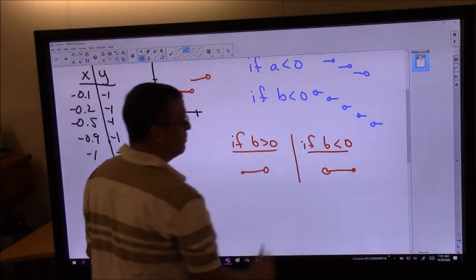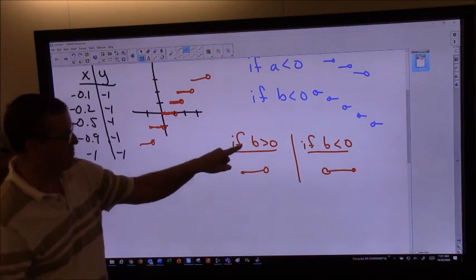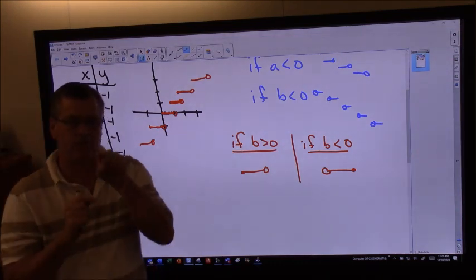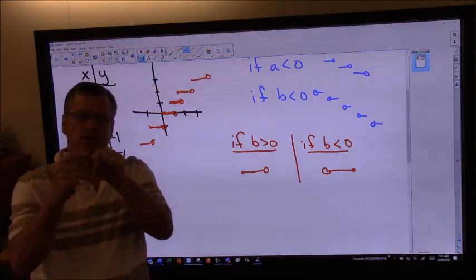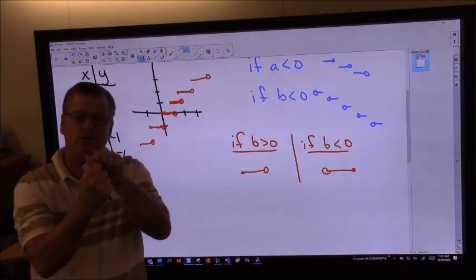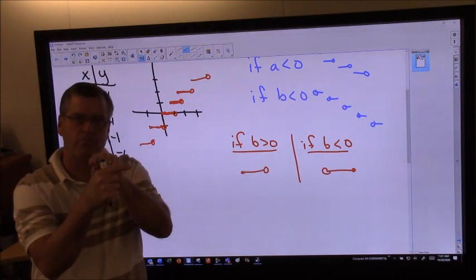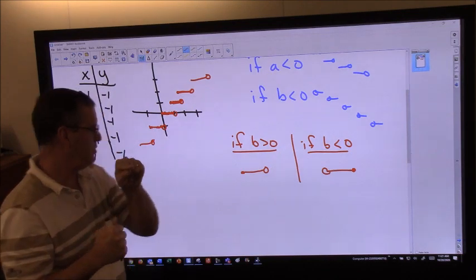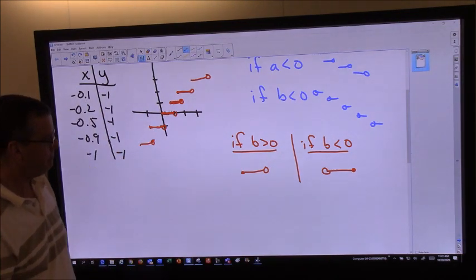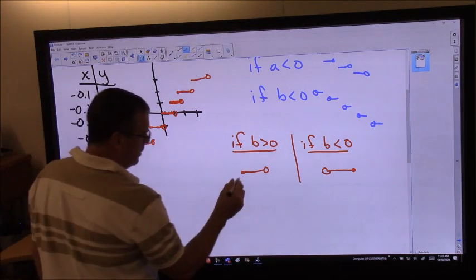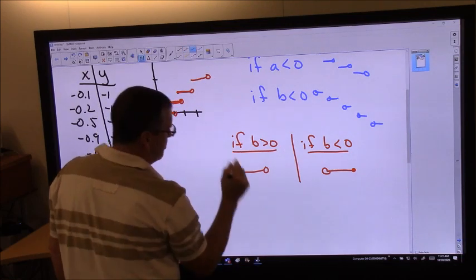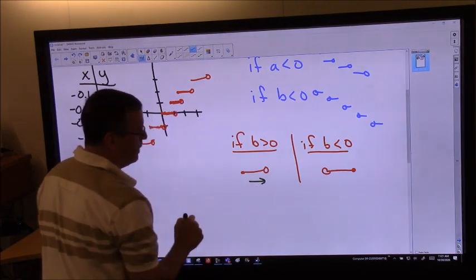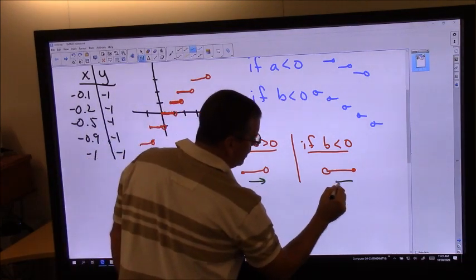Okay? We've got to make sure we realize that, because the b value is going to tell us from the starting point, do I go to the right or do I go to the left? The b value tells us that. Okay? I suppose you can even maybe add this. We're going that direction if b is positive. We're going this direction if b is negative.